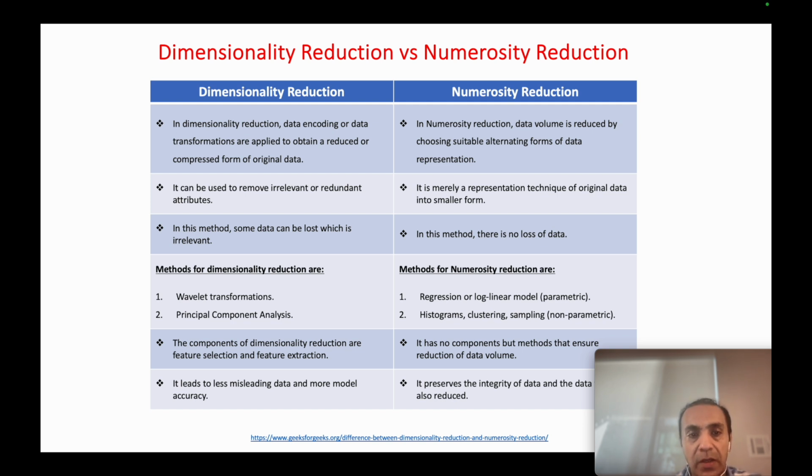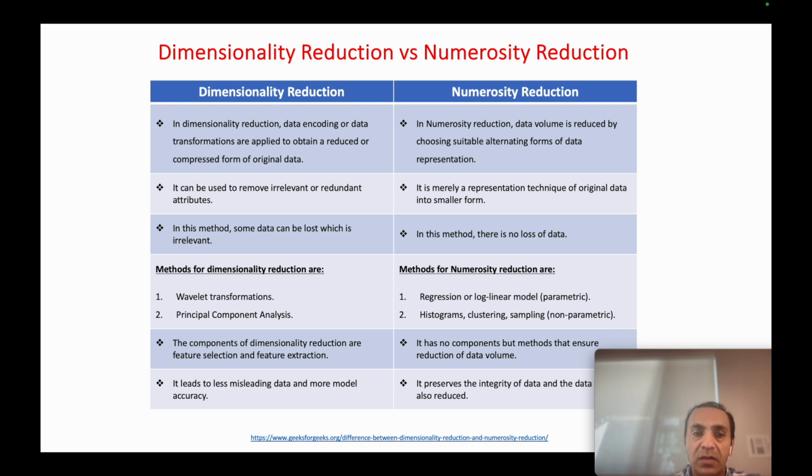Methods for dimensionality reduction are wavelet transformations and principal component analysis, or the PCA method that we use in machine learning. And the methods for numerosity reduction are regression or log linear models, which are parametric, or histograms, clustering and sampling methods, which are non-parametric. The components of dimensionality reduction are feature selection and feature extraction, while there are no components in numerosity reduction, but the methods that ensure reduction of data volume are often used.